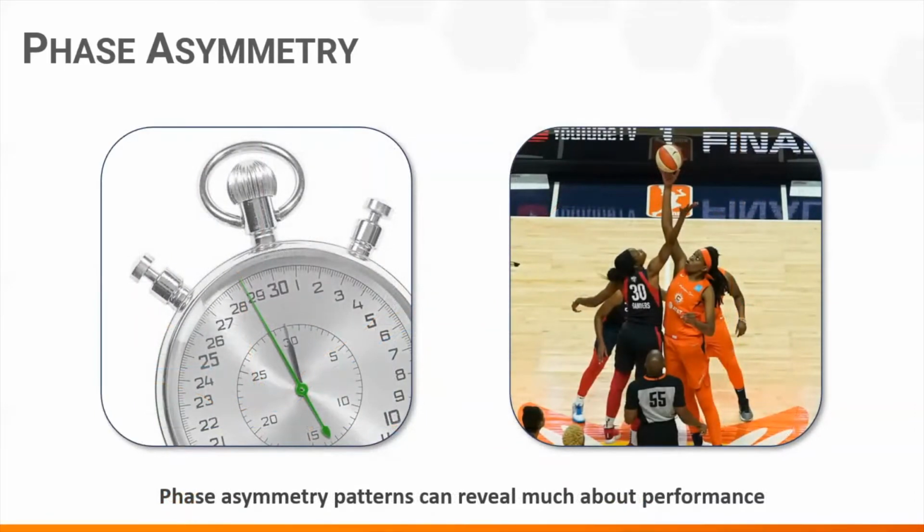Now, a couple of key takeaways is that everything's based on time and force production and movement strategy. So essentially, the phase asymmetry patterns can reveal much about performance and potential injury risk.